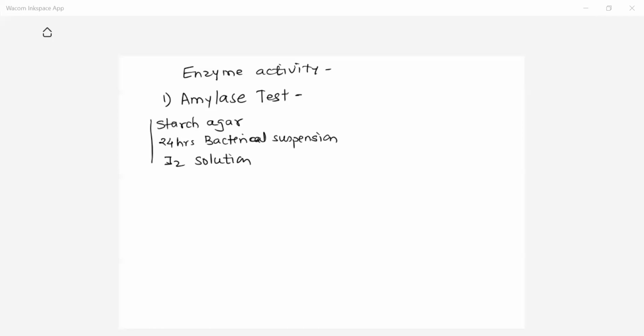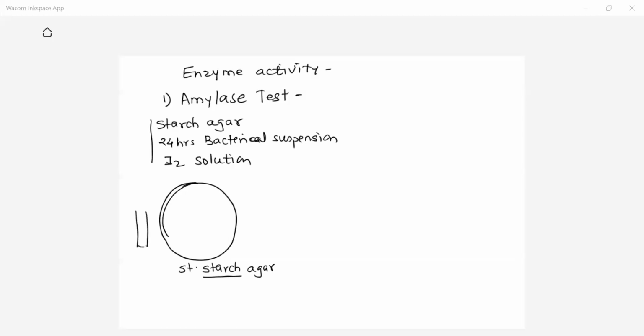The procedure is very simple. You are given a nutrient sterile starch agar plate. This medium consists of agar as a solidifying agent, peptone as a carbon and nitrogen source, and mainly the test substrate, starch. Starch is our test substrate.